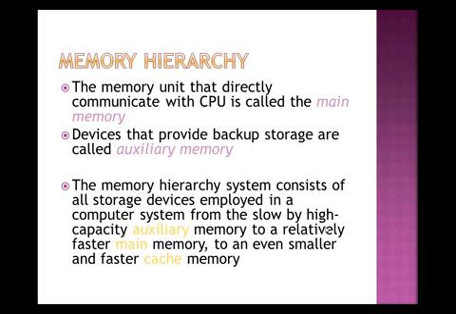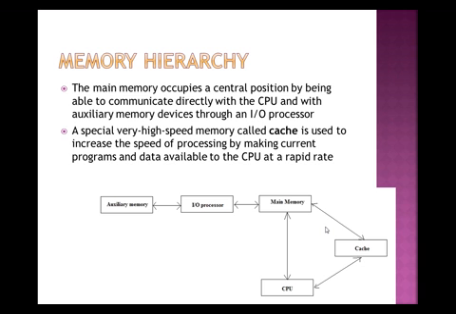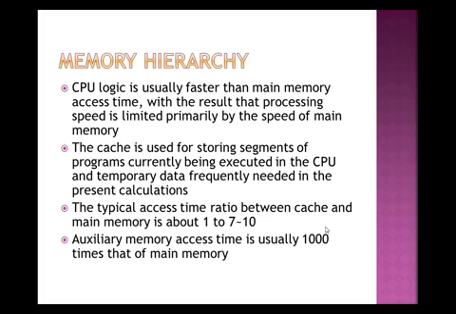Now, what are the types of memory? The memory that is internal is known as the main memory. The memory that is external, that is used for backup, is known as the auxiliary memory. And one is your cache memory that lies between the CPU and the main memory. That is very fast as compared to the main memory.